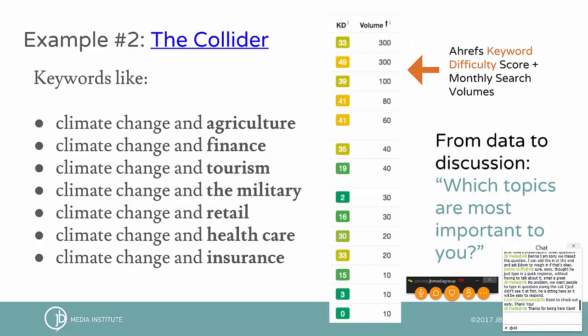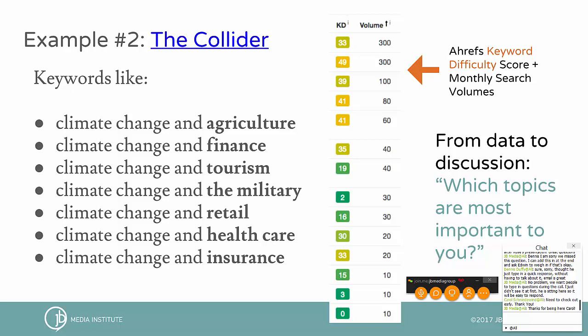So moving to a second example, we're working for a nonprofit organization that has a really unique mission where they're helping industries adapt to climate change. So we did some keyword research for them. Keywords like climate change in agriculture, climate change in finance, tourism, the military, retail, healthcare, insurance.